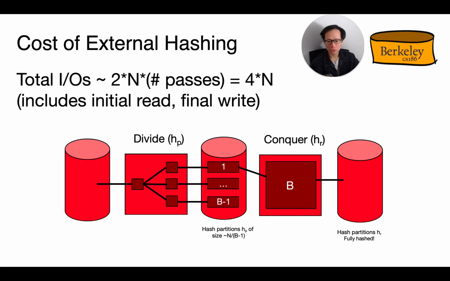This makes the cost of the conquer phase also roughly 2n IOs, bringing the total cost of the algorithm to be 4n IOs for a two-phase external hashing algorithm, assuming again that the data starts on the disk in the beginning and is written completely to the disk at the end.